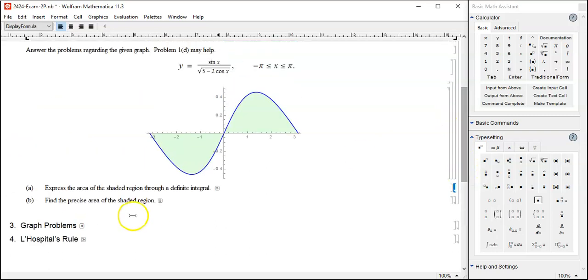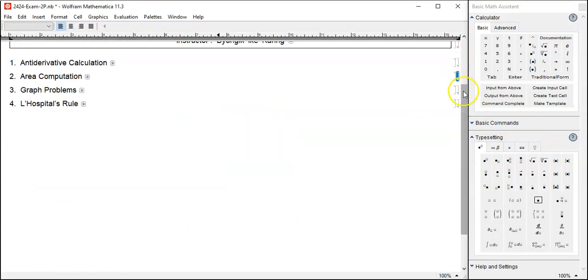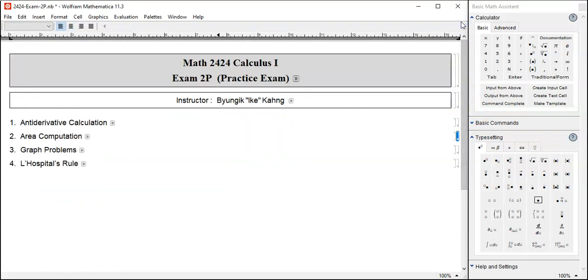Okay, expressing the area as an integral is probably half the problem. Just 5 points only, not the entire 10 points.